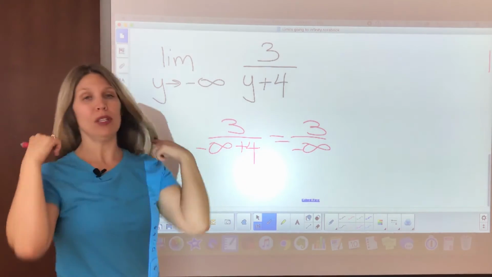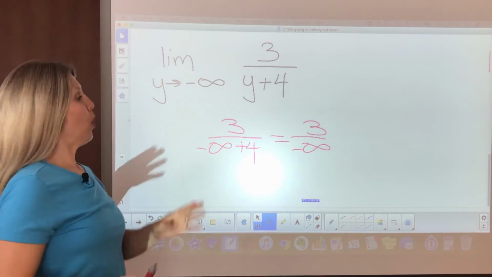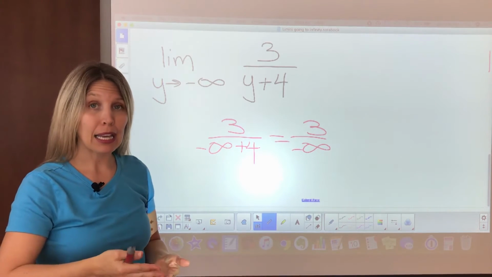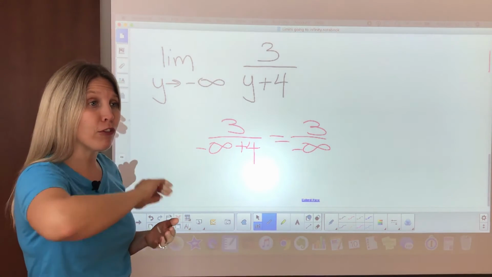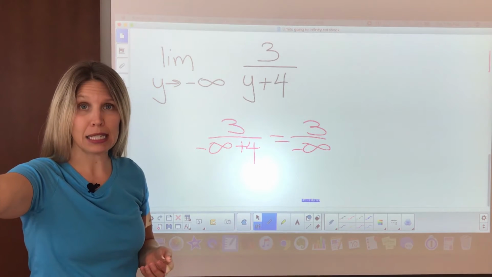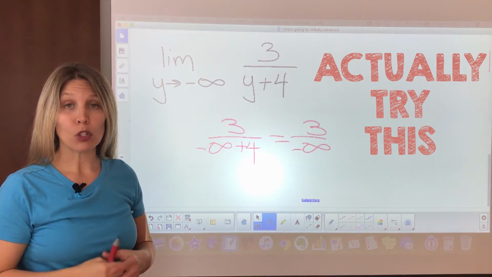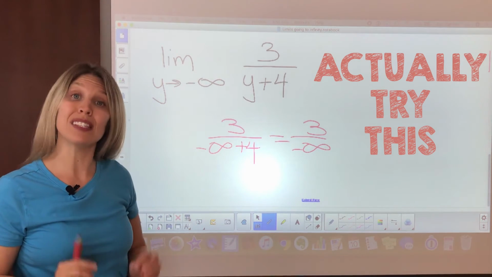What I want you to do is take out your calculator. I want you to put 3 into your calculator, divided by negative, and then fill the rest of the row with 9s. And hit enter. Go ahead and do it right now. I want you to do this so you can see what you get.